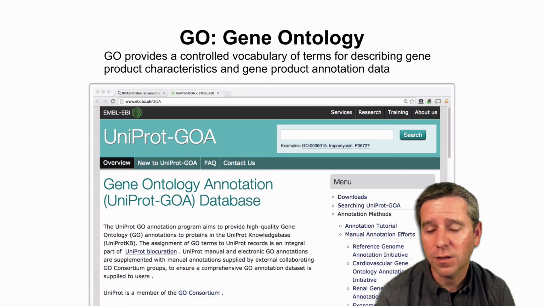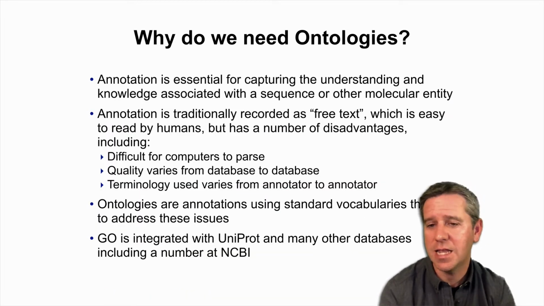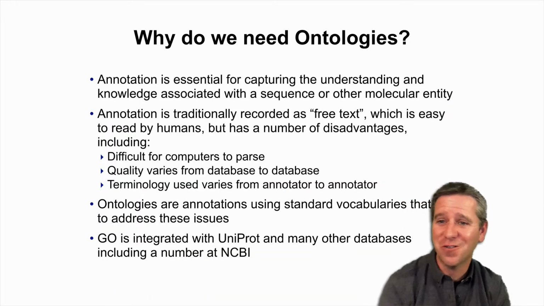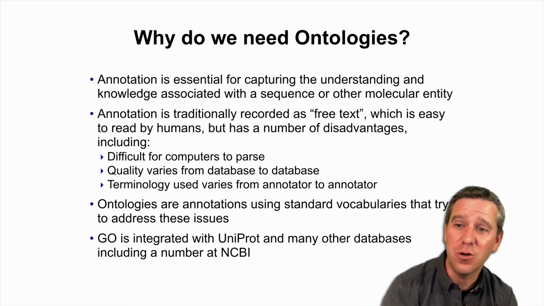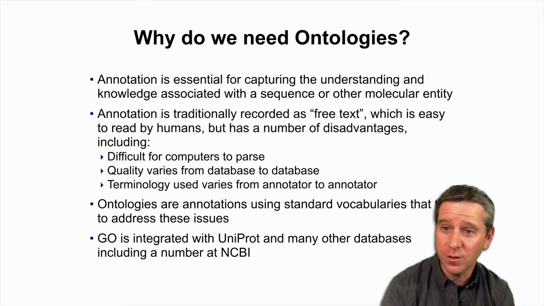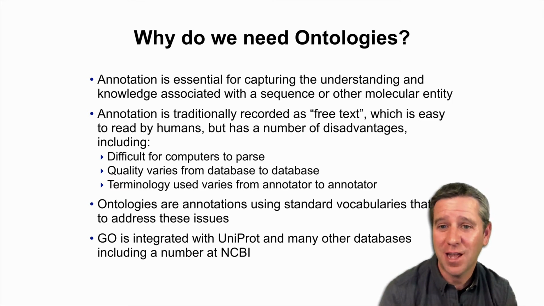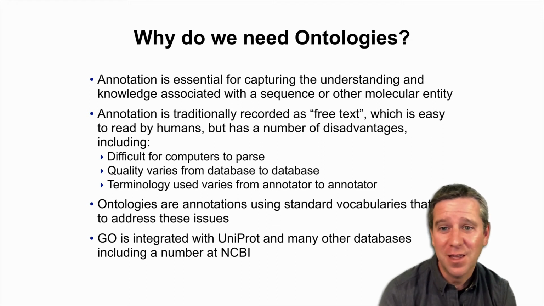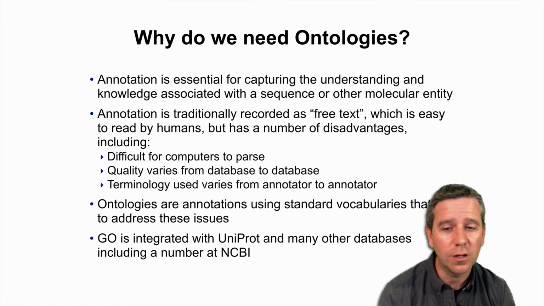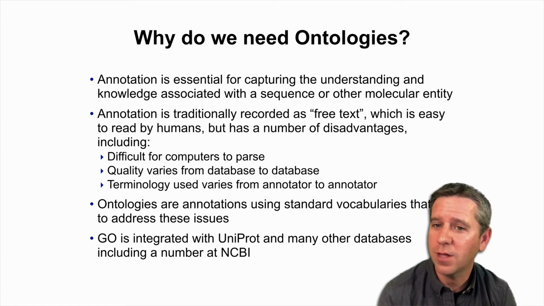Okay, so let's go back and say for a minute, why do we need these things? What are these ontologies? What are they useful for? Well, we all hopefully can appreciate that knowing what something does is pretty important. Annotation is essential for capturing our understanding and our knowledge associated with these things. The genes and proteins are all biomolecules generally. Now, annotation is traditionally, as we said, recorded as free text. You write some text about it.